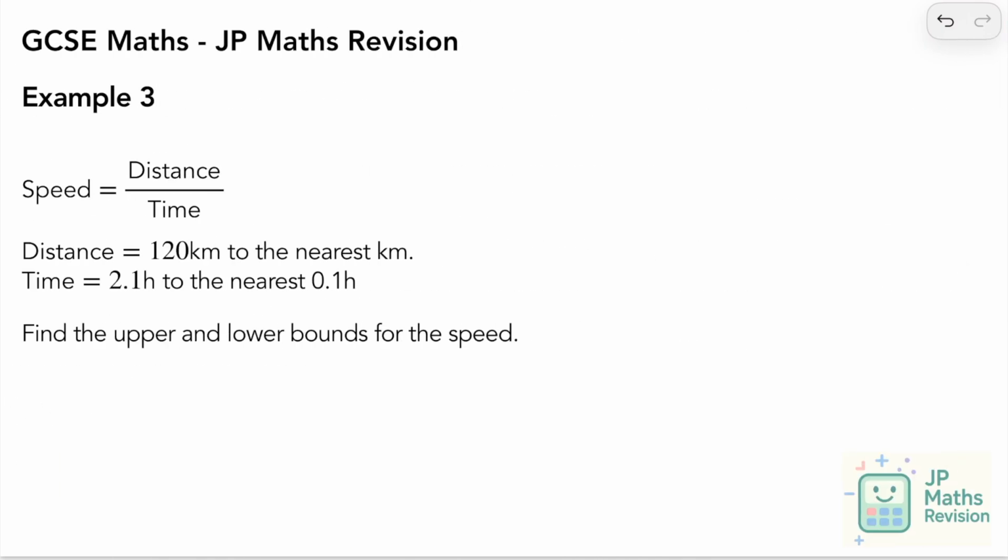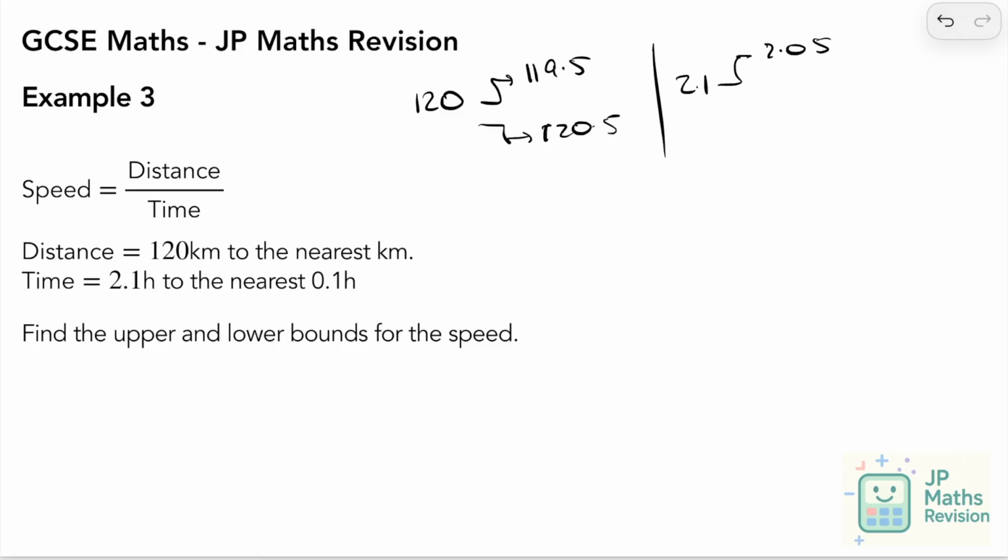Here's another example. So this time, speed is distance divided by time. So the distance is 120 kilometres to the nearest kilometre, and the time is 2.1 hours, to the nearest 0.1 hours. So I'm going to start off by writing the bounds. So 120, that's to the nearest kilometre. So it's between 119.5 and 120.5. And 2.1 is between 2.05 and 2.15. So this time we want to find the upper and lower bounds for the speed.